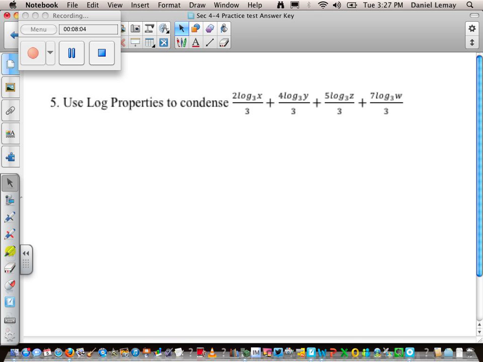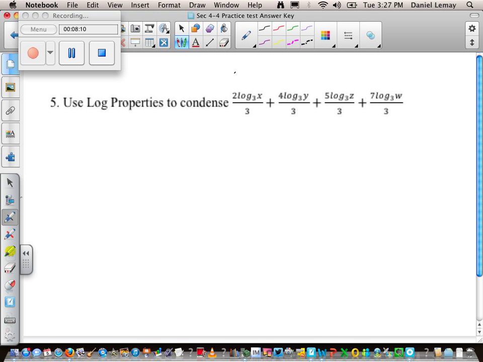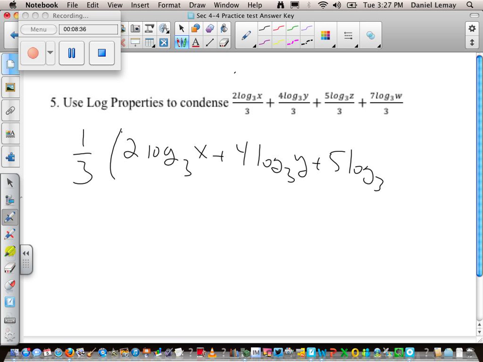Now we got to condense this. Well, one thing I notice, and this is like a couple of problems we did in class, I've got that 3 as a denominator. I'm going to factor out a 1/3 out of each of these things. So 2 log base 3 of x plus 4 log base 3 of y plus 5 log base 3 of z plus 7 log base 3 of w. And then I'm just going to start condensing this stuff.